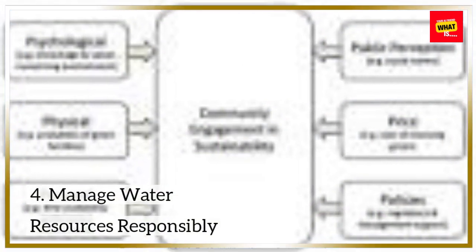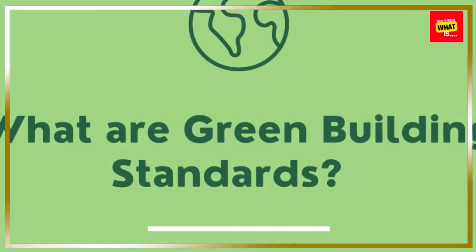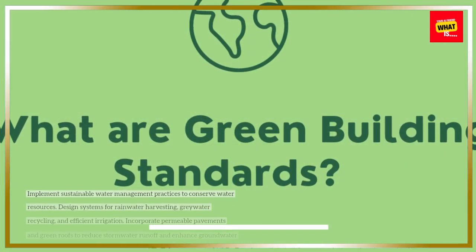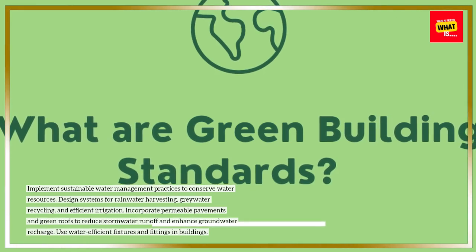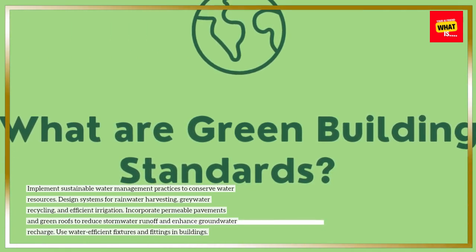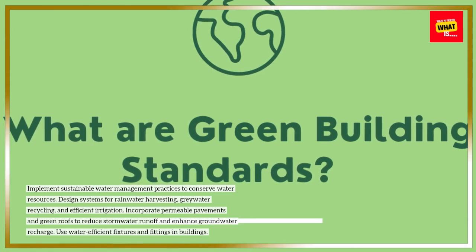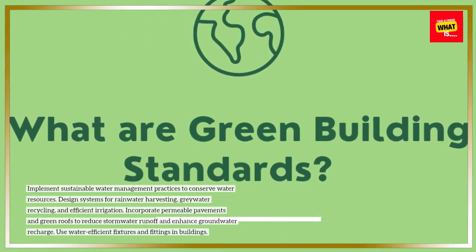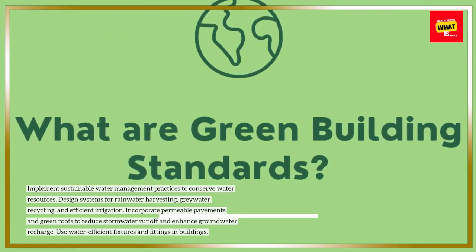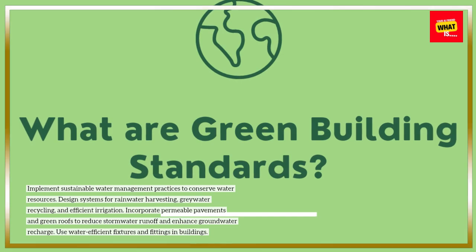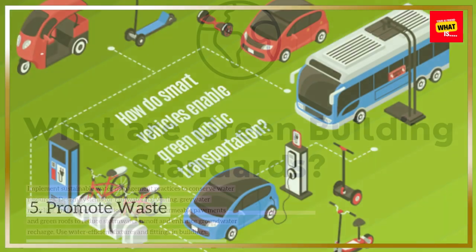4. Manage water resources responsibly. Implement sustainable water management practices to conserve water resources. Design systems for rainwater harvesting, greywater recycling, and efficient irrigation. Incorporate permeable pavements and green roofs to reduce stormwater runoff and enhance groundwater recharge. Use water-efficient fixtures and fittings in buildings.